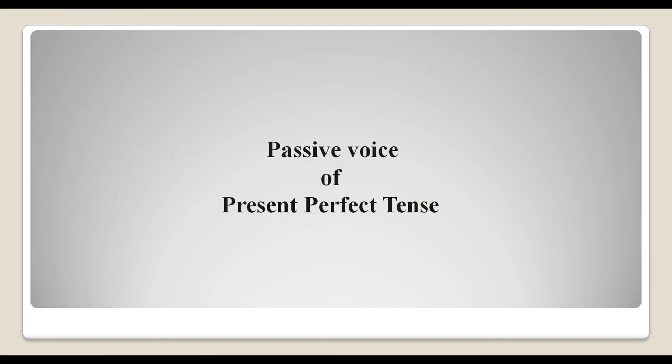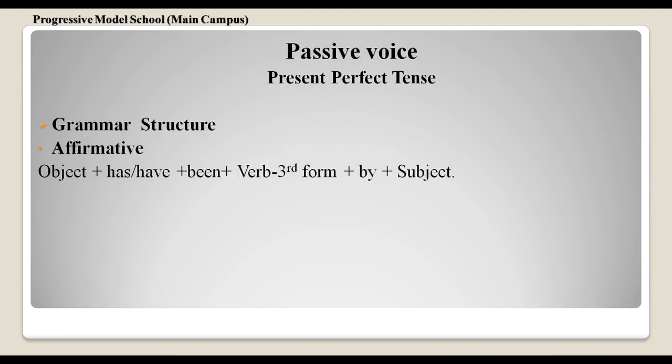Alright, so now we learn how to convert active voice into passive voice of present perfect tense. So here is the structure of affirmative sentence to convert active voice into passive voice of present perfect tense. Firstly, we'll write object or receiver of the action. Then we'll use the appropriate helping verb has or have according to the object. Then we'll write been. After that, we'll use the third form of the main verb, then preposition by, and we'll write subject at the end of the sentence if any.